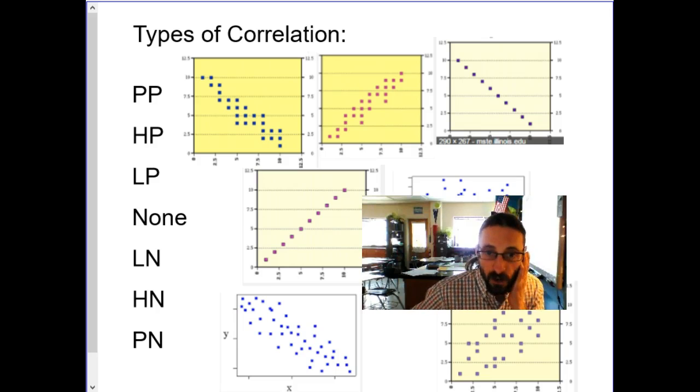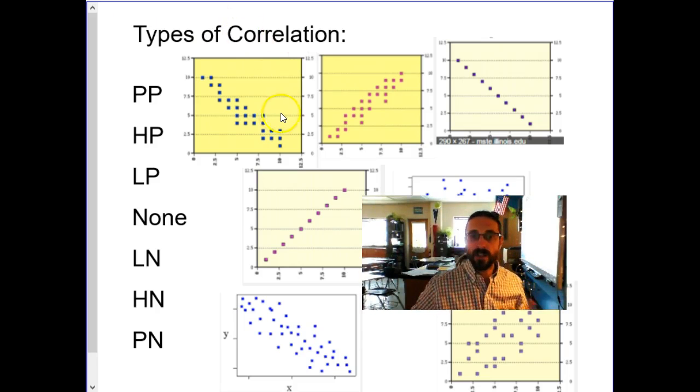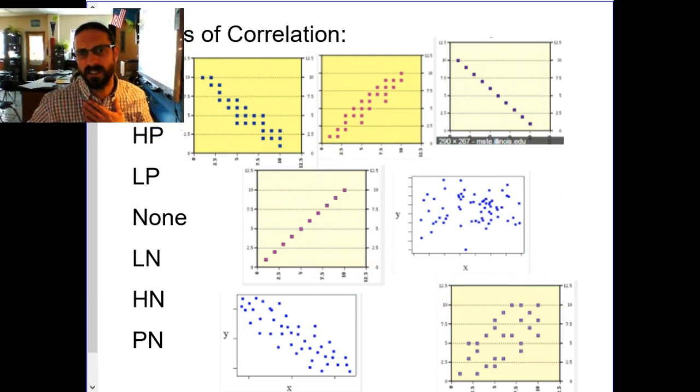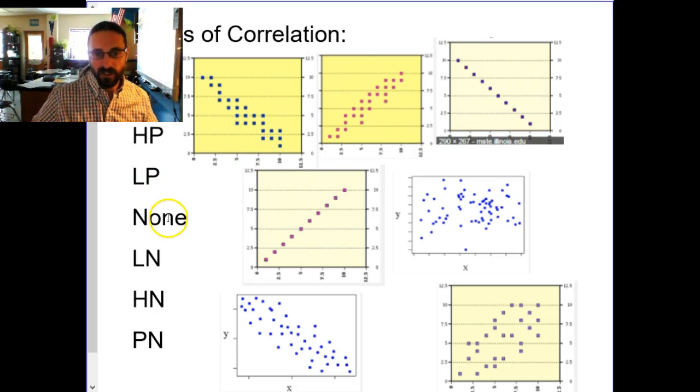All right, so types of correlation. I mentioned PP, perfect positive. Oh my gosh, I got pictures everywhere. Let's see if that works. Perfect positive, high positive, low positive, none, low negative, high negative, perfect negative. Well, let's move these around. So let me grab this one here.